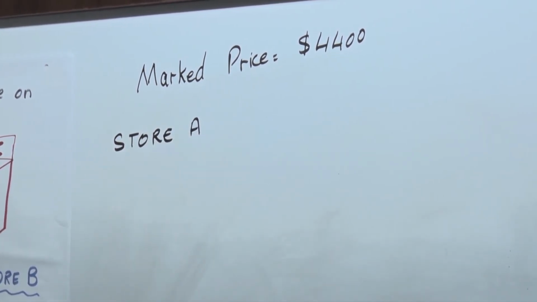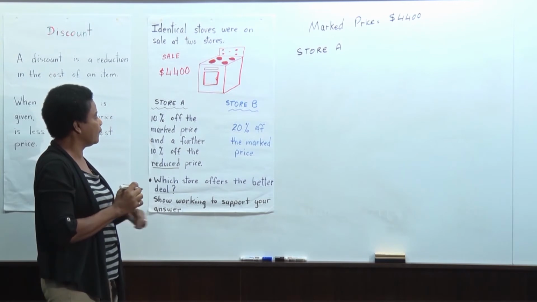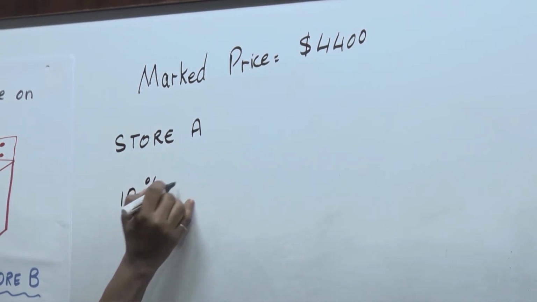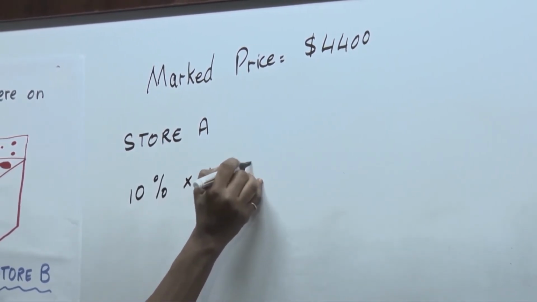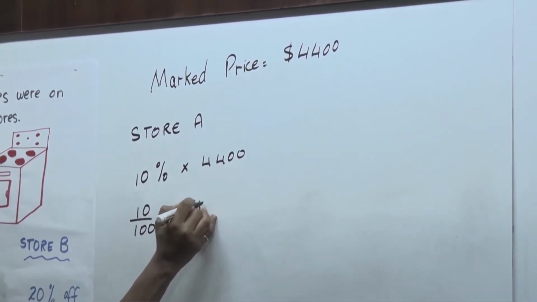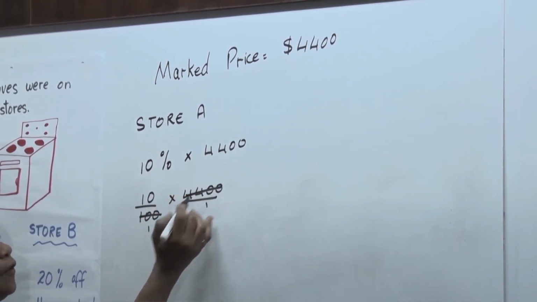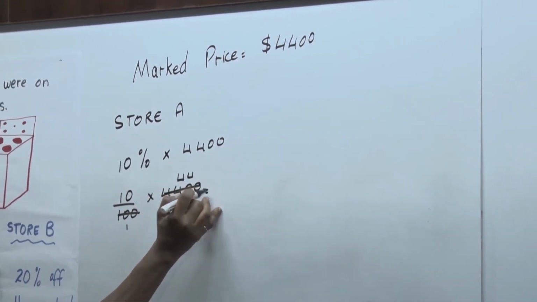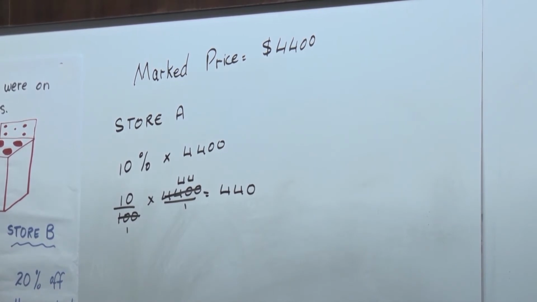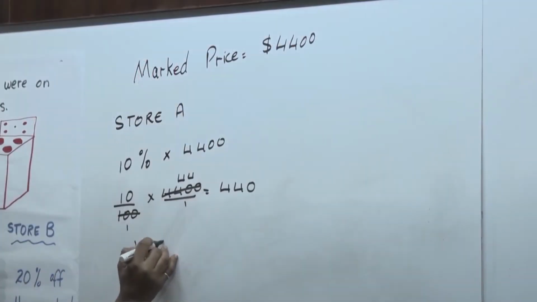Store A says, take 10% off the marked price and a further 10% off the reduced price. So let's take 10% off the marked price. So we are taking 10% off the $4,400. Let's work that. 10 over 100 times 4,400 over 1. 100 into 100, 1. 100 into 4,400 is 44. And 10 times 44 is 440. But that's not the answer. That is off. So we need to now take that away from 4,400.